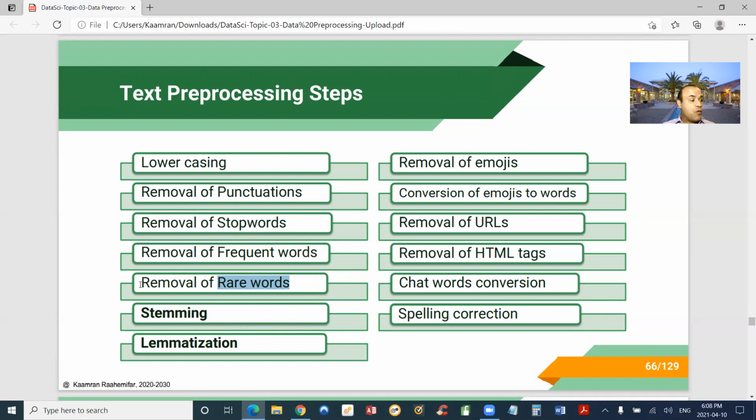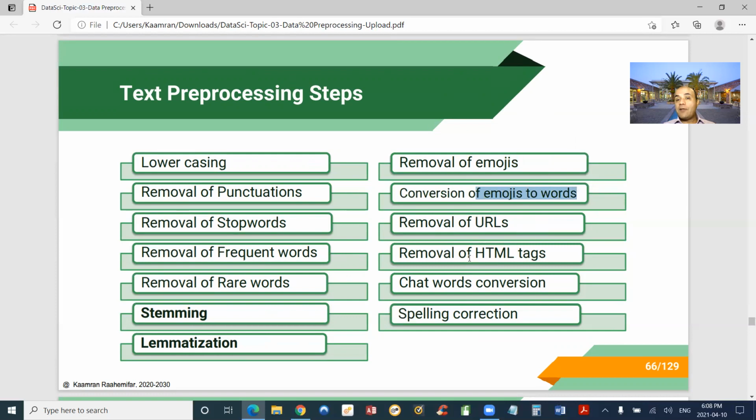While it says removal, keep in mind, you don't have to remove them if that's not your policy, if that's not your rule. You need to come up with the rule. Emojis, do you want to consider emojis? Do they reflect any meaning, any emotion, any sentiment? Do you want to remove them? Do you want to consider them? Do you want to convert emojis to words?